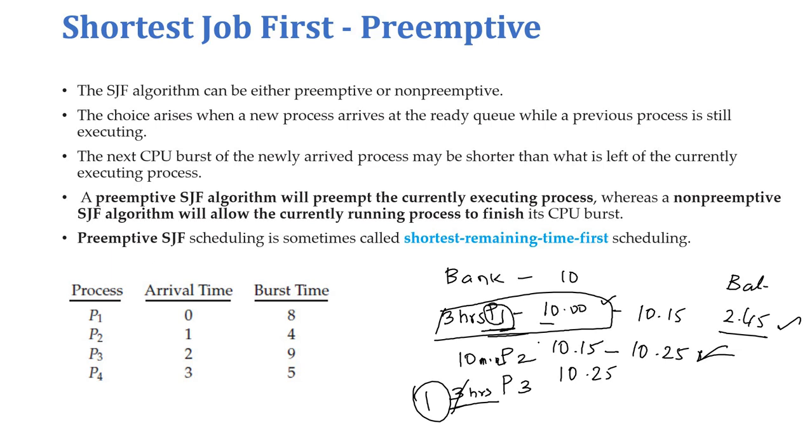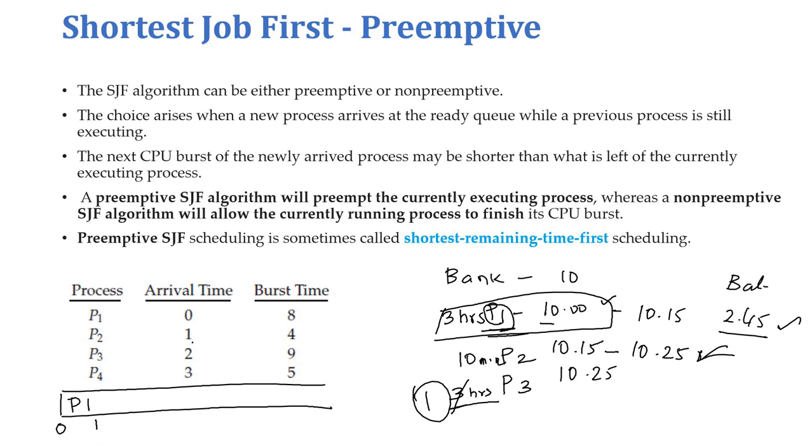Now we can make the Gantt chart according to this example. P1 came first because the arrival time is 0 and no other process is there, only P1, so it starts executing. While executing process 1, now the time is 1.